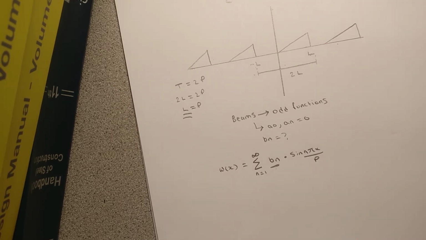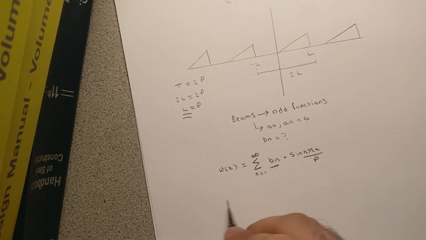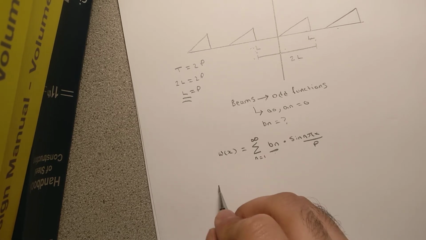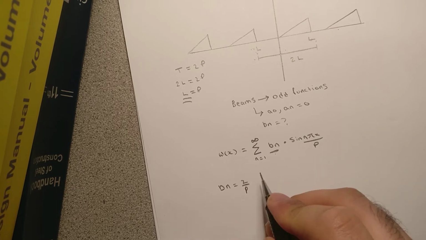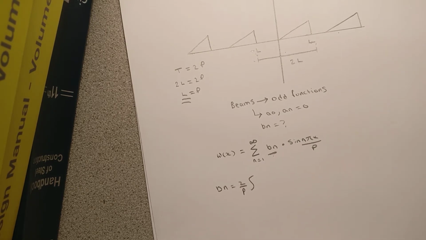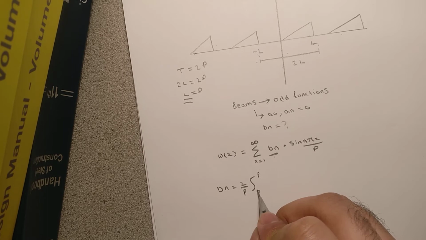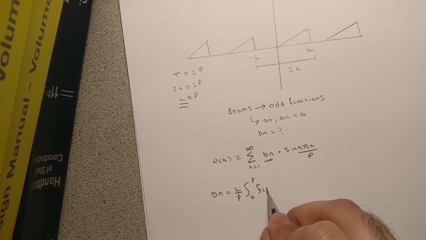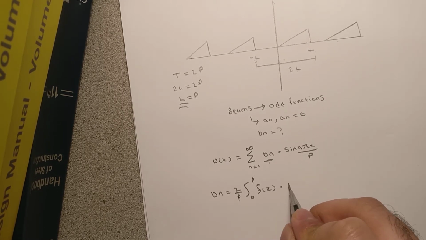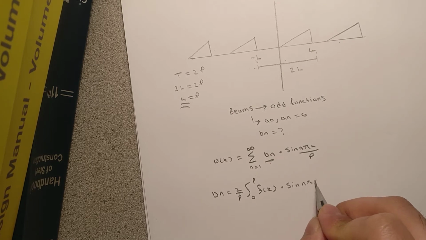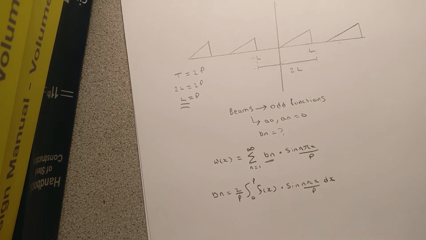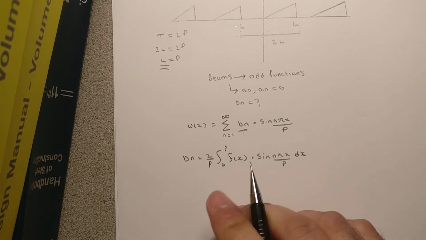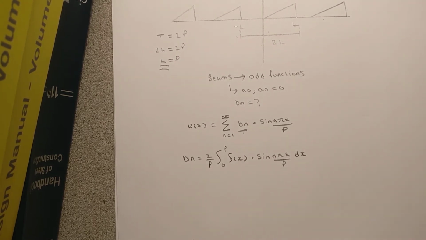Our formula for Bn is going to look something like this. Bn is equal to 2 over P, in this case for our odd series, integrating from 0 to P, f of x times sine n pi x over P dx. So this is our first step to set up our equation to solve for our coefficients.